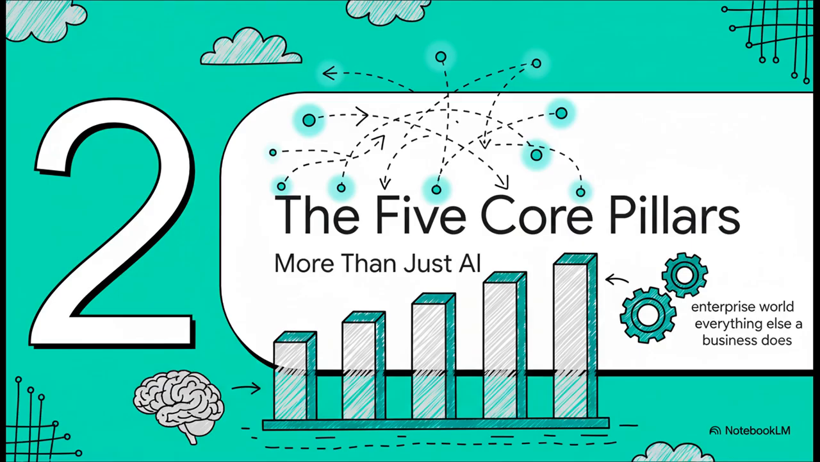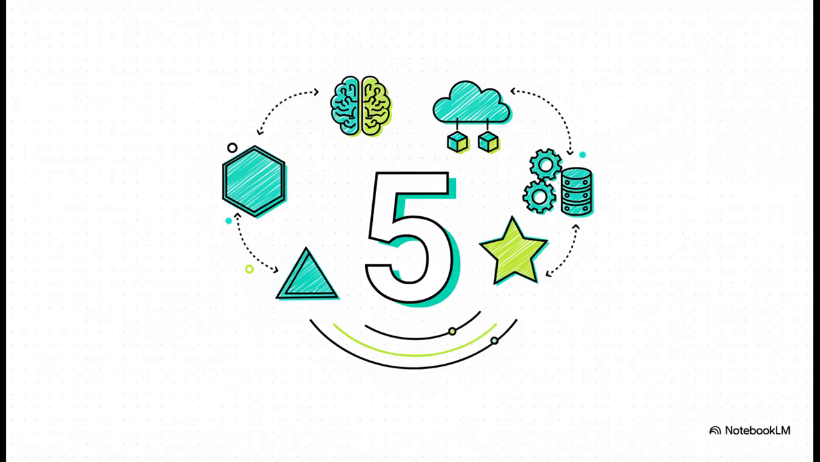Now let's break down how this platform is actually structured. We're going to look at its 5 core pillars. And this is so important because it shows you that AI doesn't just live in a vacuum. In the real world of big business, it's deeply, deeply connected to everything else that's going on. Yet the whole thing is built on these 5 interconnected components. It's a simple number, but trust me, it represents a massive amount of capability.